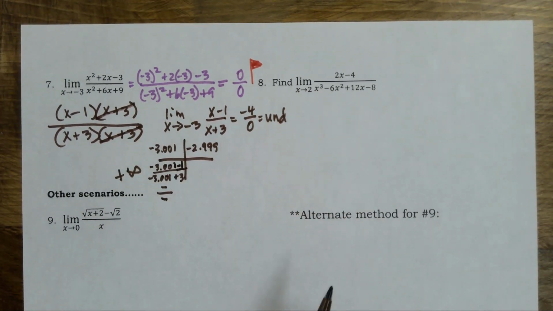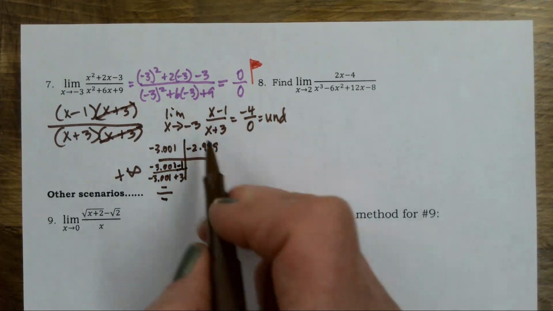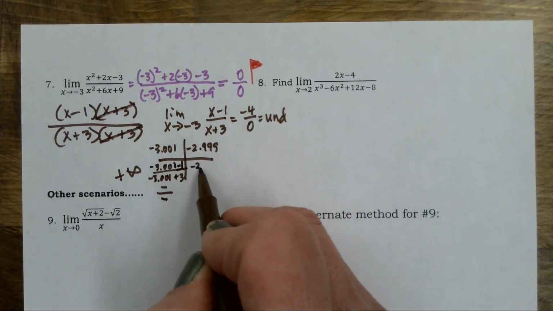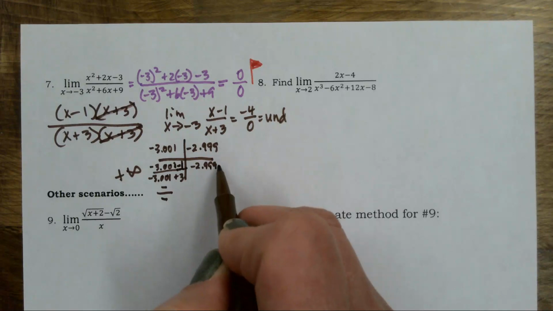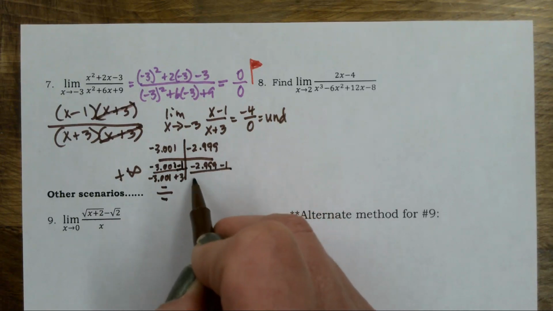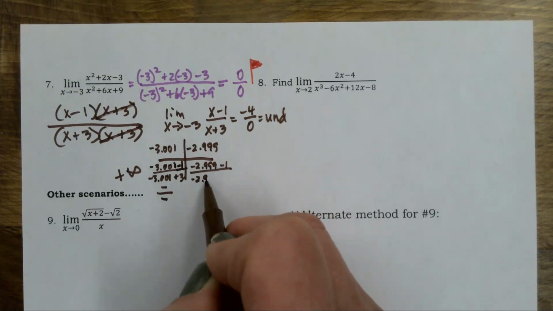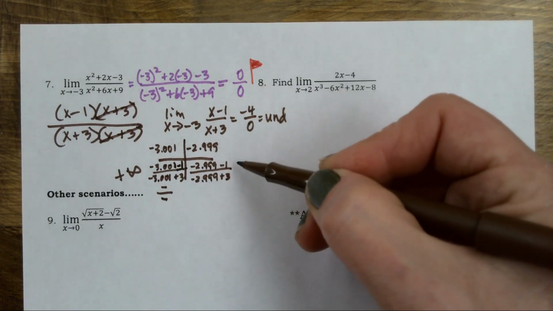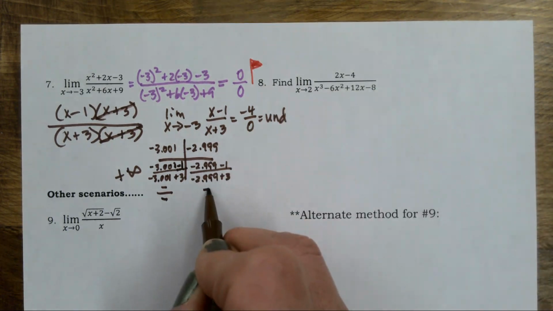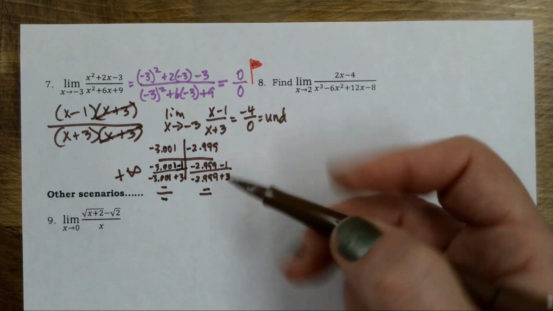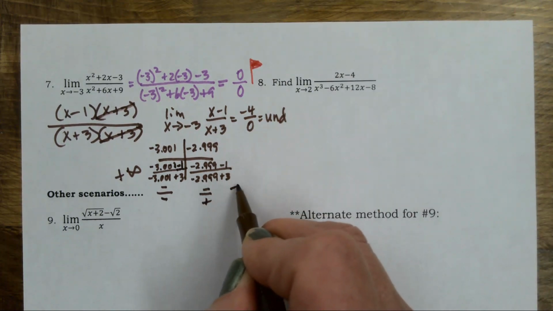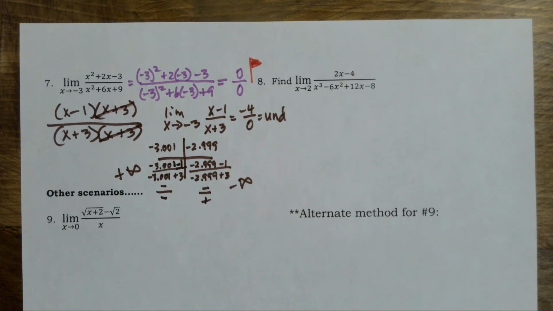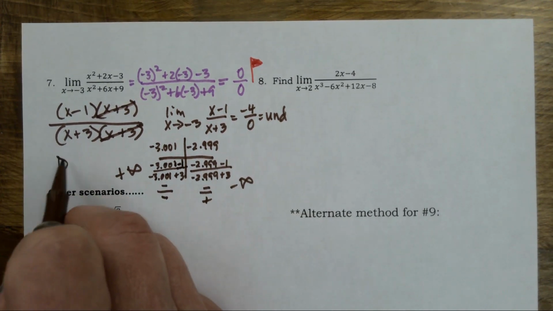Go through the same process on the left. Negative 2.999 minus 1 over negative 2.999 plus 3. How about the top? Negative. What about the bottom? This side's going to negative infinity. Is it going to the same place? No. What's my limit? Does not exist.